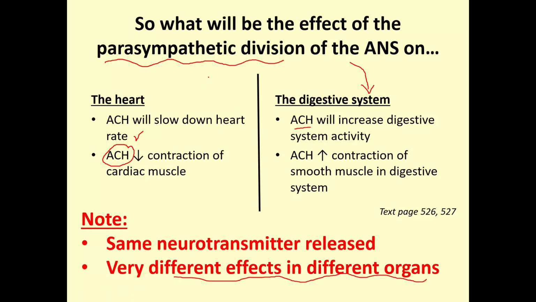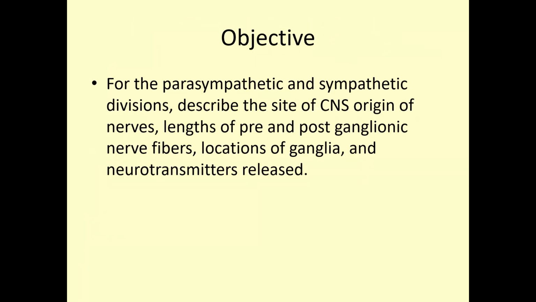The heart will have receptors that cause hyperpolarization, kind of slowing it down and turning it off a little bit. And the digestive system will have receptors that cause depolarization, speeding it up and turning it on more. So the same neurotransmitter can have two very different effects in two very different places.